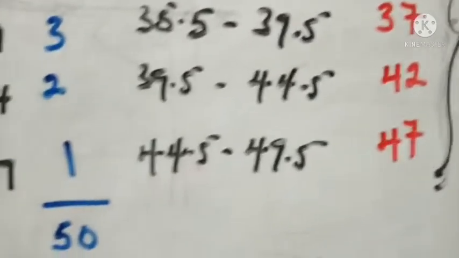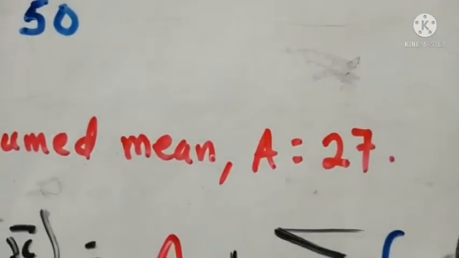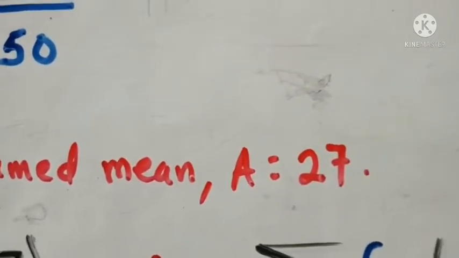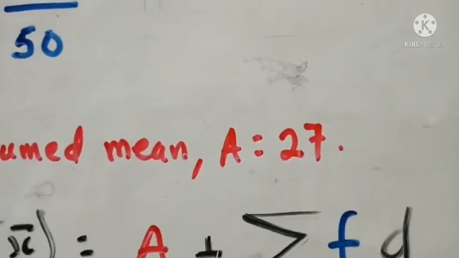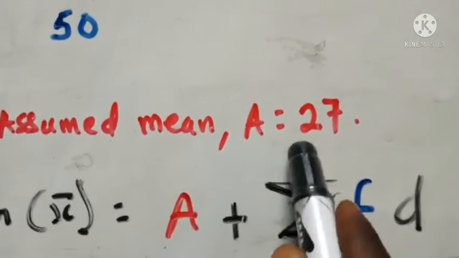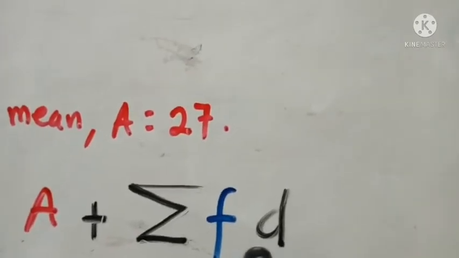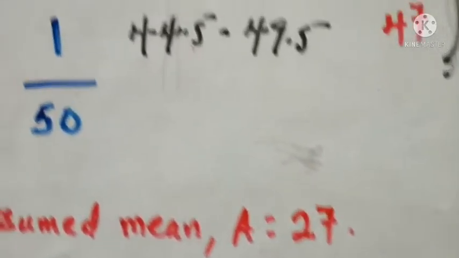Here I decided to go for 27. Someone can choose to go for 22. There's no problem, it's an assumption. Now that we know our A to be 27, how do you get the FD? Of course, you need to get the D first, because F here is what?